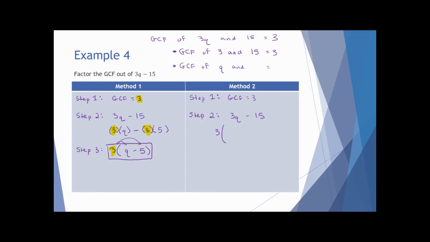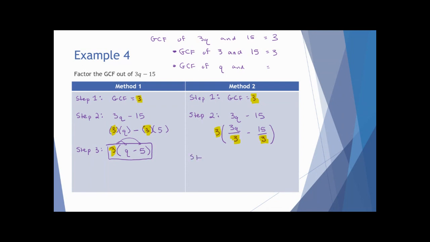Then you put your 3 in front, and then you take each term, 3q, and you write it over your greatest common factor. And then I just put the minus sign in front, and then I have my 15, and I write it over the greatest common factor. So you take your GCF, you put it in front, and then you're creating fractions with what you had before, the 3q minus 15. So we're creating something that looks slightly more complicated, but it's actually easier.